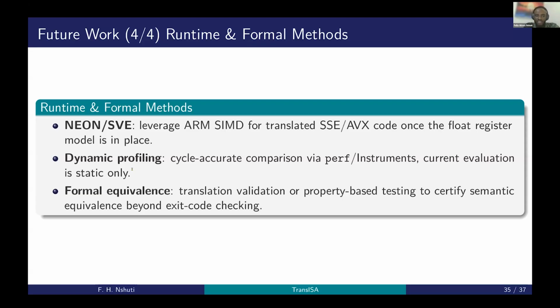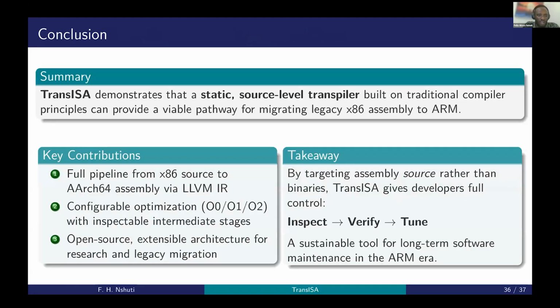Then the formal equivalence translation, actually implementing property-based testing to certify the semantic equivalence beyond the exit code checking. So we've seen that for correctness, we are now checking the return status of the output code. We plan now to extend this to have formal verification and property-based testing support.